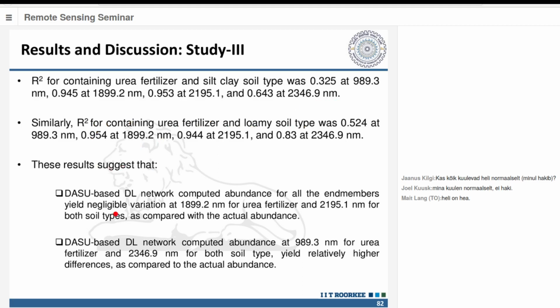So these results suggest that DASU-based deep learning network computed abundances for all the end members yield negligible variation at 1899.2 nanometer for urea fertilizer and 2195.1 nanometer for both soil types as compared with the actual abundances. The DASU-based deep learning network computed abundances at 989.3 nanometer for urea fertilizer and 2346 nanometer for both soil types held relatively higher differences as compared to the actual abundances.